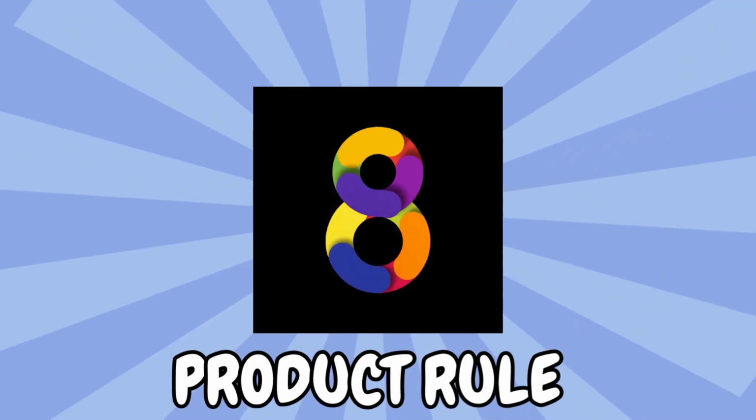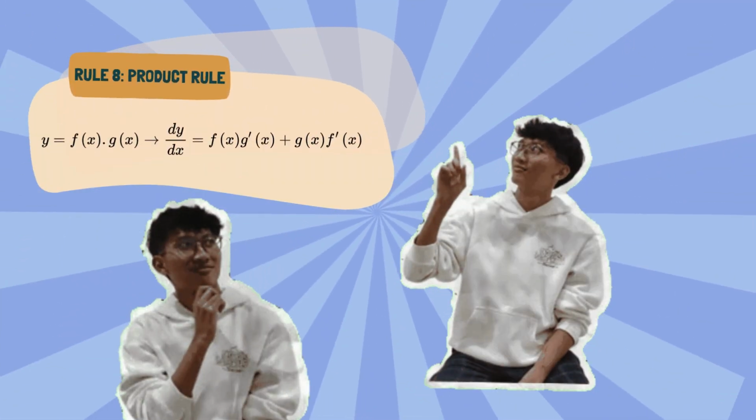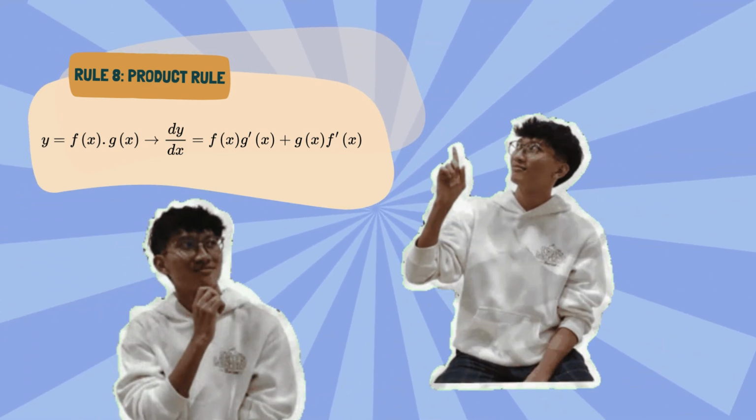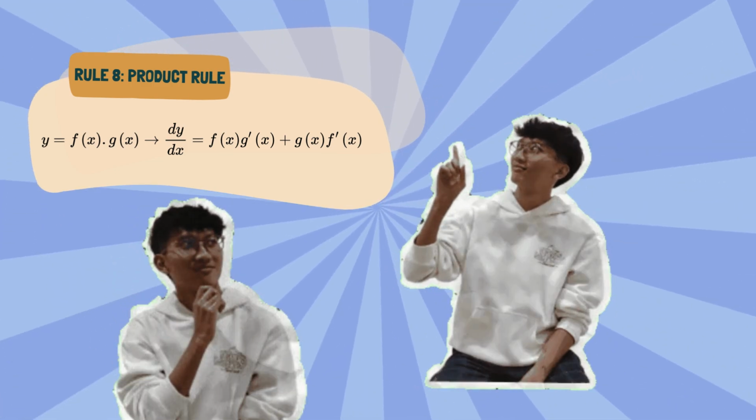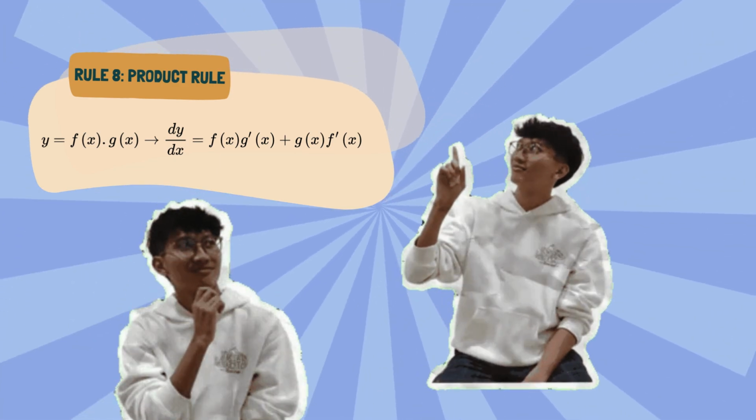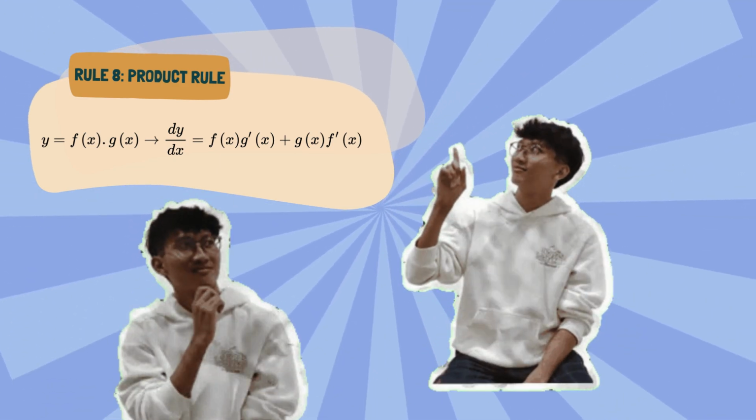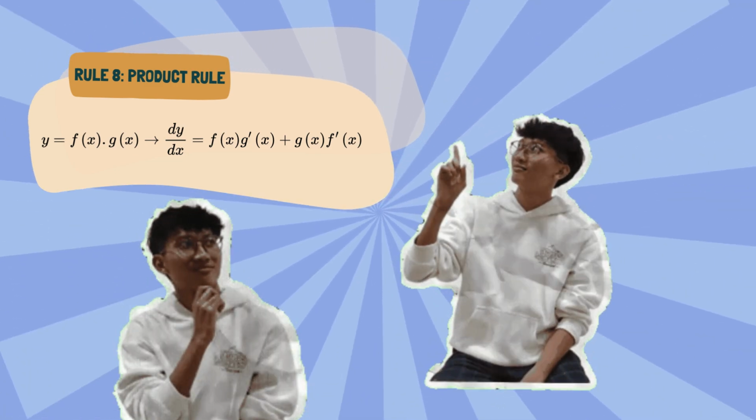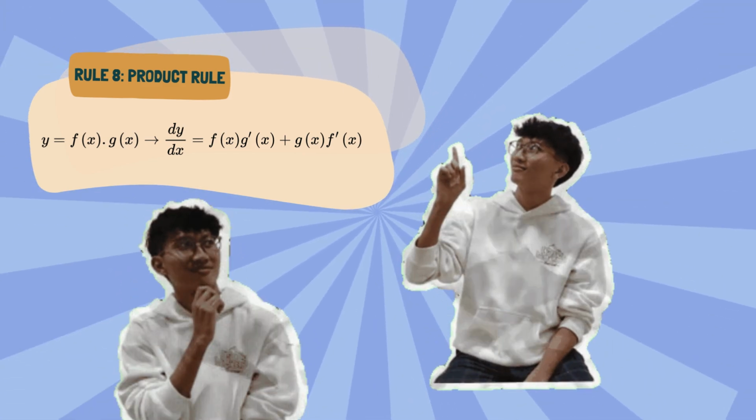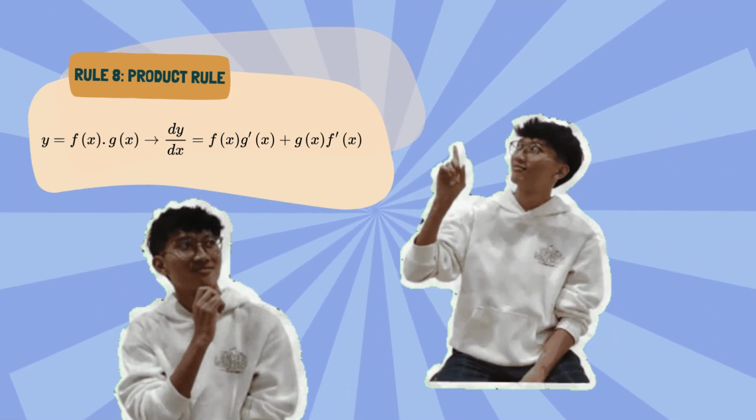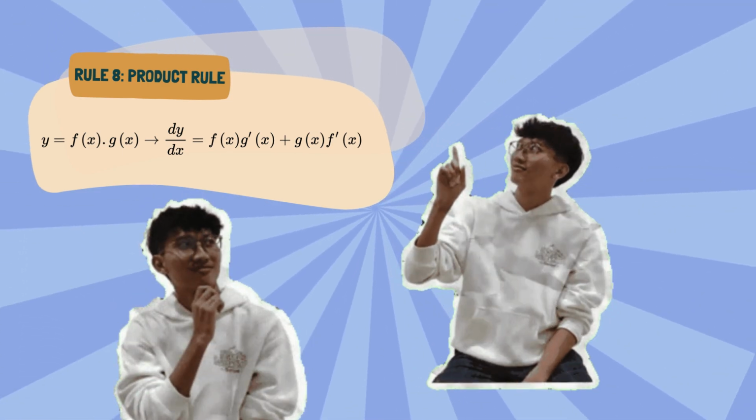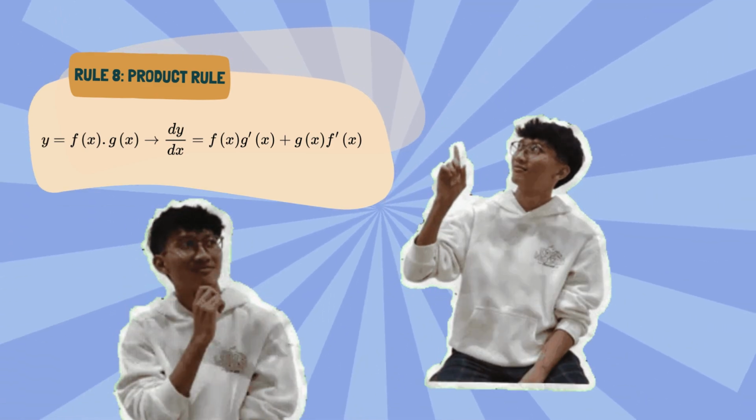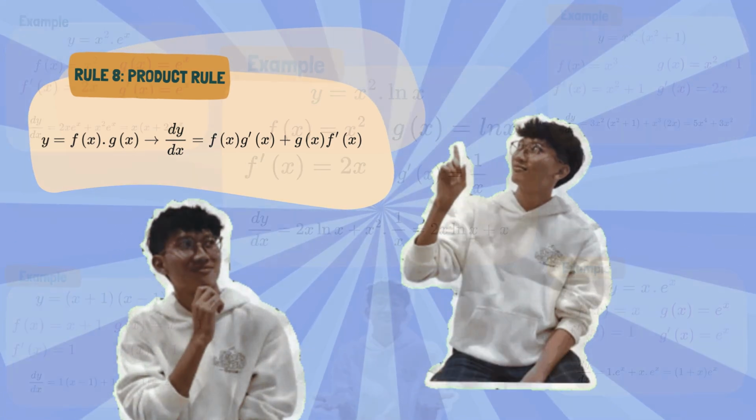Next rule is rule number 8, which is the product rule. When the equation has two terms with variables in multiplication, you cannot differentiate it directly. So, you have to separate the two terms to differentiate, which are f(x) and g(x). After you differentiate f(x) and g(x), it will become f prime(x) and g prime(x). Then, use the product rule formula dy over dx equals f(x) g prime(x) plus g(x) f prime(x) to differentiate the whole equation.